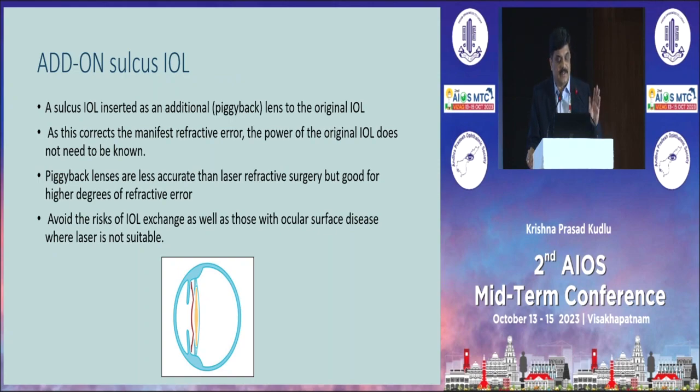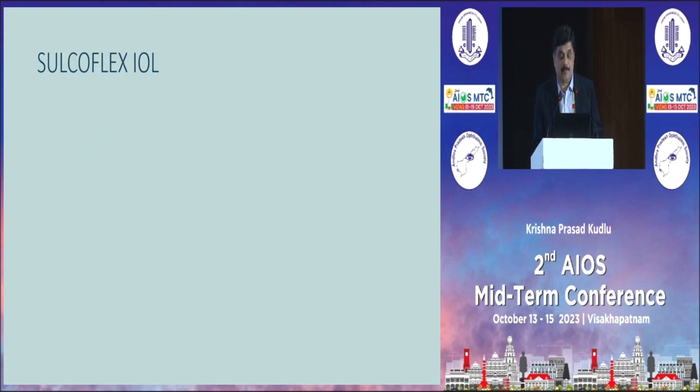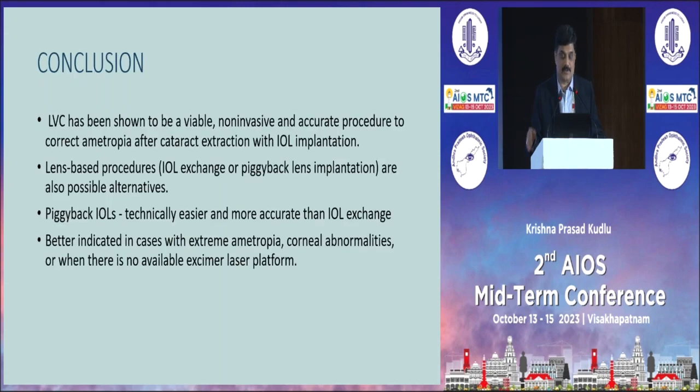Avoids the risk of IOL exchange as well as those with the ocular surface problems wherever laser is not suitable. So piggyback lens is the easiest surgery. The only disadvantage, as I heard, is that some of the patients may come up with pigment dispersion syndrome. So I'll just conclude because my time is up.